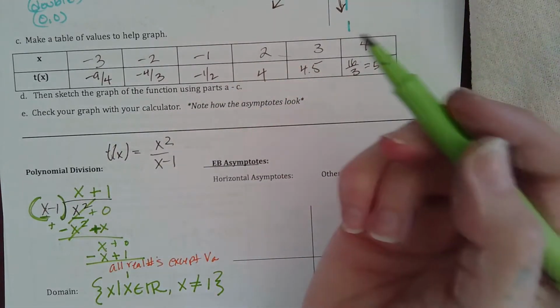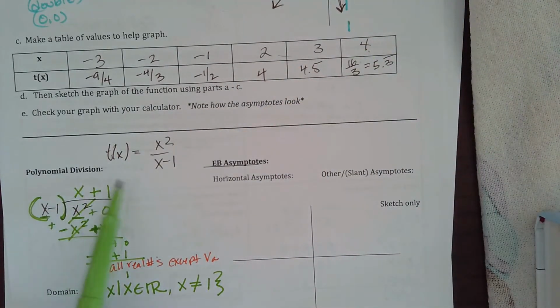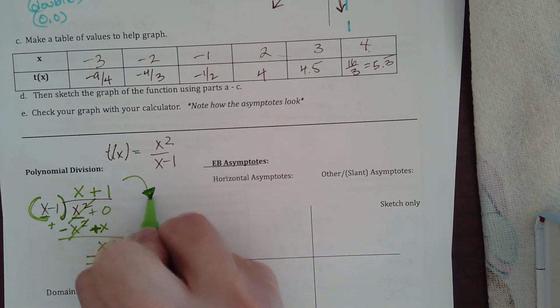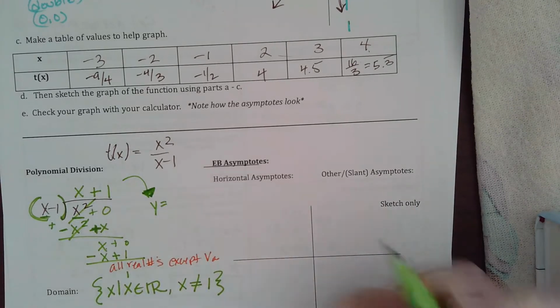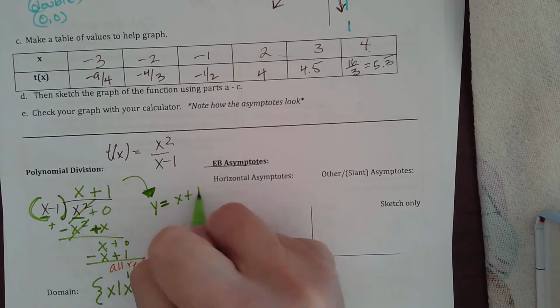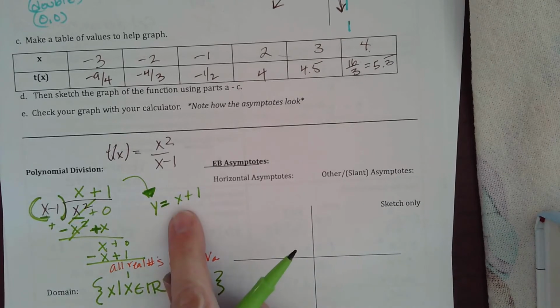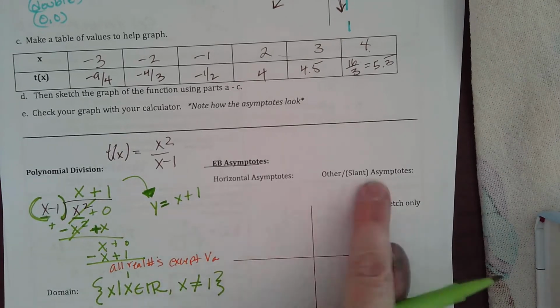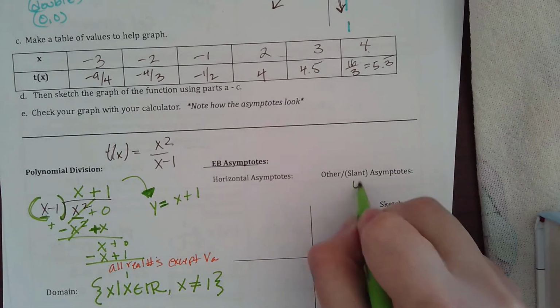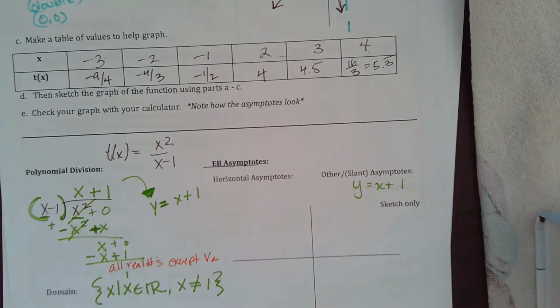So again, I don't really care what the remainder is. What I know now is this is my asymptote. Whatever I get as the answer to my polynomial division is your end behavior asymptote, your other asymptote. It's always y equals, whereas your vertical asymptote was x equals. So this is y equals x plus 1. This is a linear equation. So if we were to classify it as either a horizontal asymptote or an other asymptote, this would definitely be in the other category because it's a linear equation.